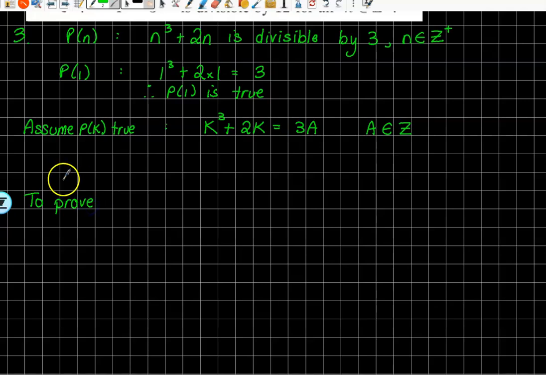To prove. Now, I leave that little gap because I put that thing in there. If you want to do it to the side, you don't have to leave the gap. So, to prove P(k+1) is true, wherever k is, we have to replace it with k plus 1. Agreed? So, (k+1) cubed plus 2 times (k+1). And we want to try and prove that that's got a common factor of 3. Now, why did I just say uh-oh? Because I have to expand this. But this just makes me love this topic even more.